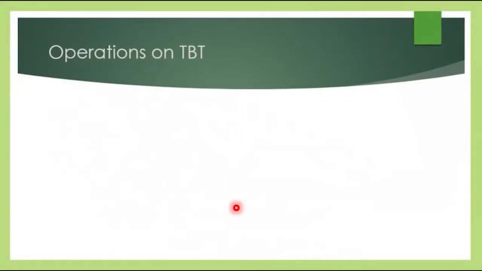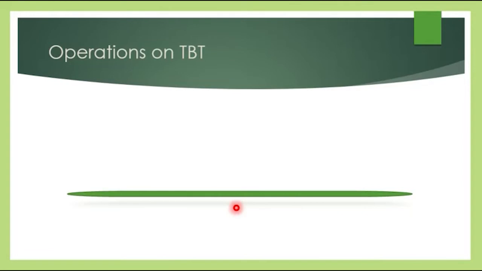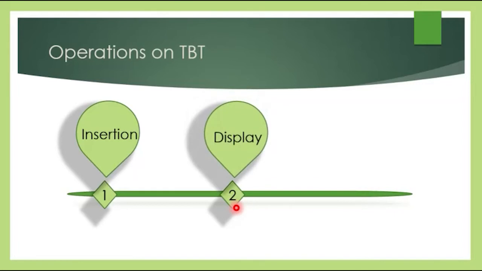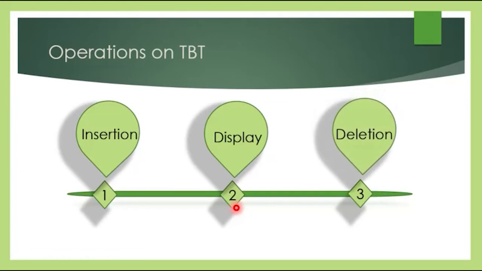Let's see which operations we can perform on a threaded binary tree. So basically the first operation is the insertion of elements into a threaded binary tree. While inserting the first element, you will create a threaded binary tree. The second operation is the display, also called traversal, of the threaded binary tree. And the third operation is the deletion operation. How can we delete an element from a threaded binary tree?